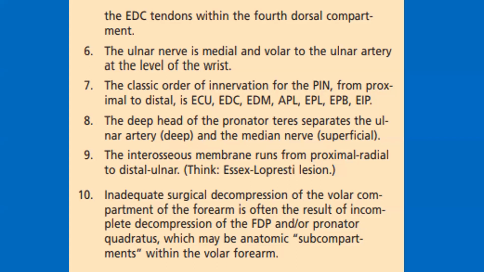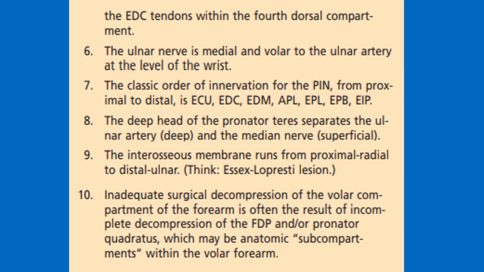The ulnar nerve is medial to the ulnar artery and volar to it at the level of the wrist. We mentioned this. The classic order of innervation for the posterior interosseous nerve from proximal to distal is the extensor carpi ulnaris, the extensor digitorum communis, the extensor digiti minimi, the abductor pollicis longus, extensor pollicis longus, extensor pollicis brevis, and extensor indicis proprius. So you have to know these.